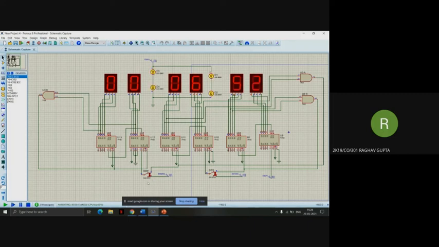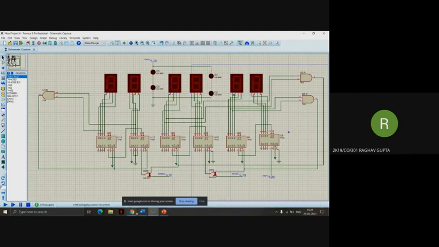Similarly to the minutes block, the hours block also has a switch, and it has the same purpose: it receives 1 pulse per second, and we can set the correct time using this switch like this. And now I will close the switch. Sir, this is our whole circuit. Sir, now this is the whole working of our project on Proteus.